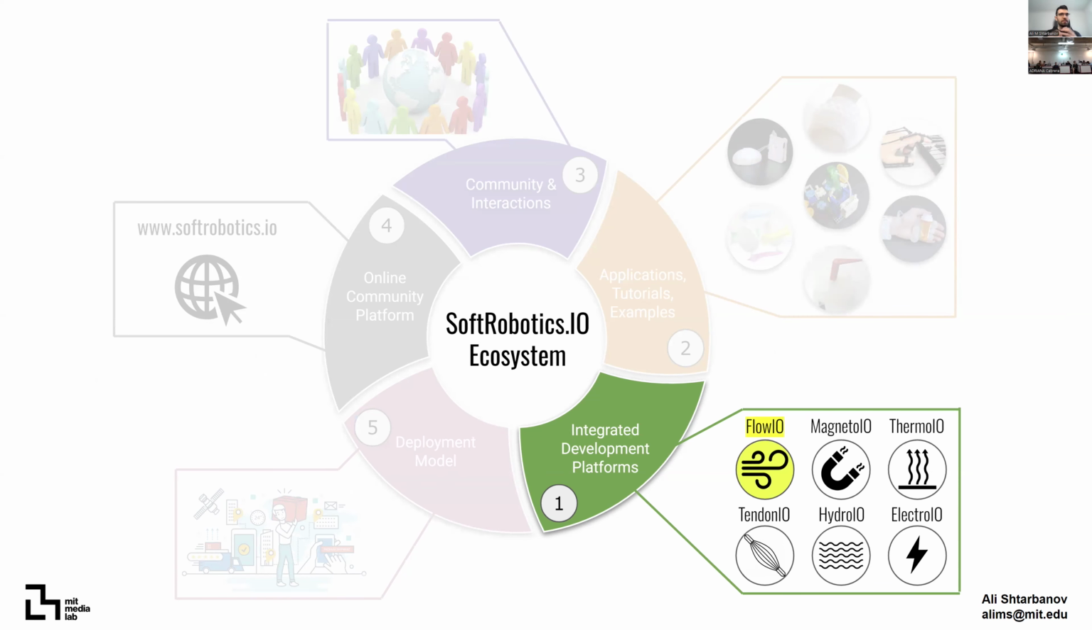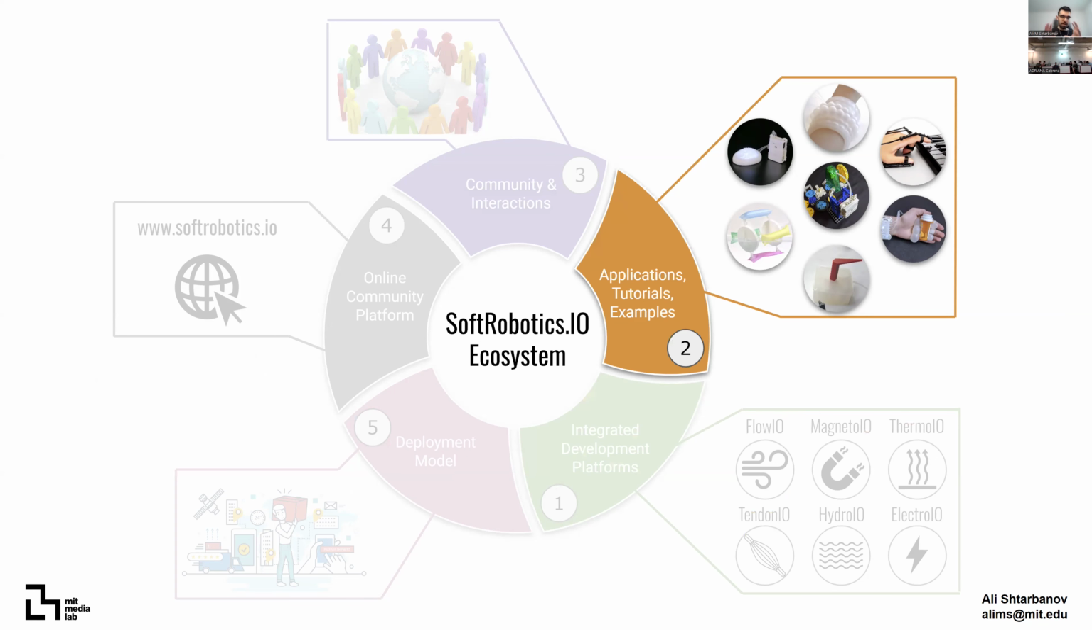Softrobotics.io includes a family of integrated development platforms with different actuation approaches, including pneumatic, hydraulic, thermal, tendon-based, electromagnetic, and electrostatic. And FlowIO is just one of these 6 platforms. And the other platforms share much of the same hardware and software that is used in FlowIO, just with different type of actuators inside. Hundreds of people have now used FlowIO for countless projects across many fields.